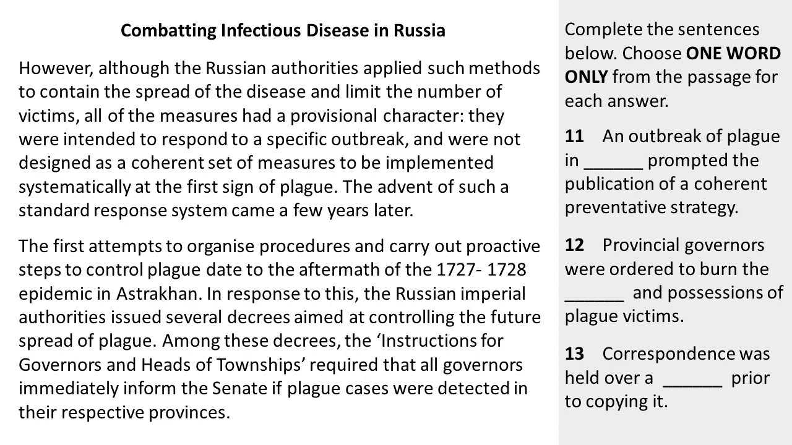So now that we have our keywords, let's read the question one more time because it's very important to make sure you understand the question even after you found your keywords. An outbreak of plague in blank prompted the publication of a coherent preventative strategy. Okay, now let's look over at our passage. I'm going to give you a minute and we have 3 keywords. See if you can find any of those words in this passage or something that means the same thing as those words. So you can start searching now.